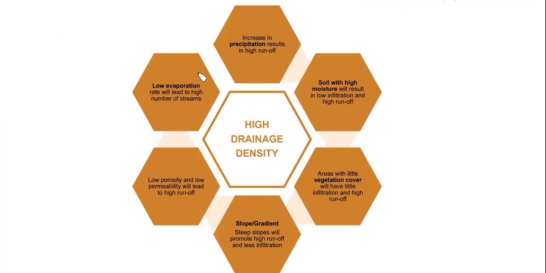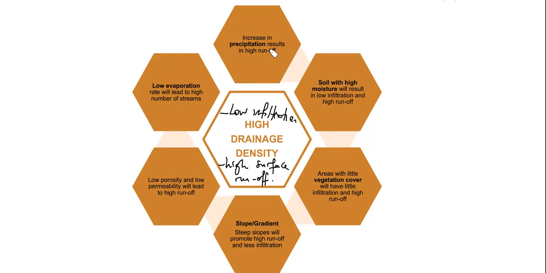Let's continue with the factors here. Now we're having high drainage density. What happens with high drainage density? We are saying there is low infiltration. Then here we've got high surface runoff. So high surface runoff results in high drainage density. We have indicated that from the start. Now we understand these things.